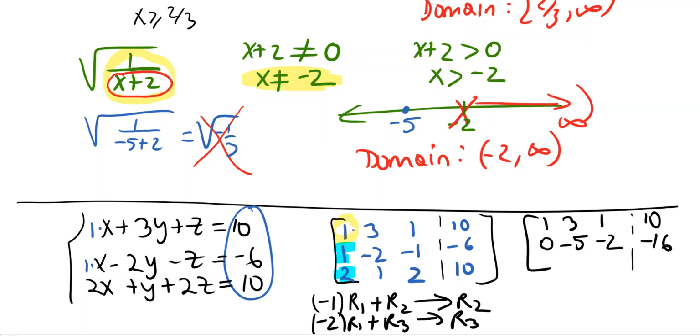Negative 2 times 1 is negative 2, plus 2 is 0. Now negative 2 times 3 is negative 6, and negative 6 plus 1 is negative 5. Next, negative 2 times 1 is negative 2, plus 2 is 0. And for the last one, negative 2 times 10 is negative 20 plus 10 from here. Negative 20 plus 10 is negative 10. Okay, so I made zeros.